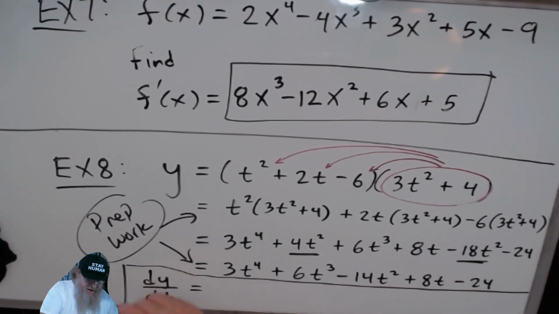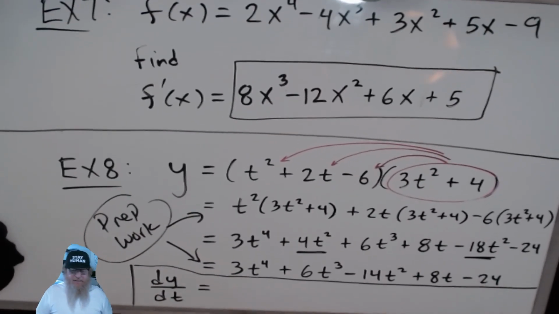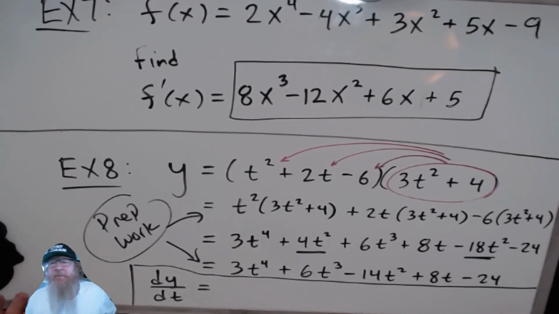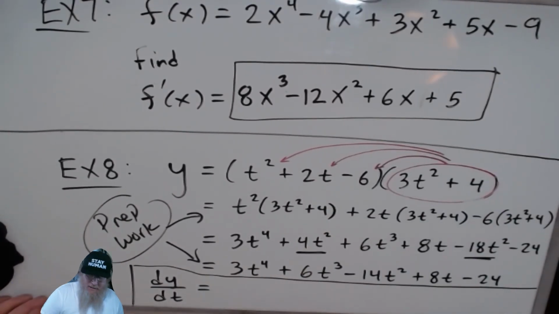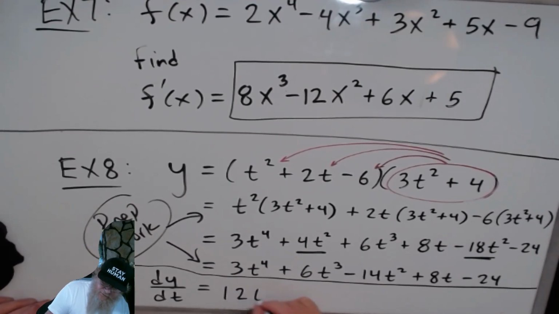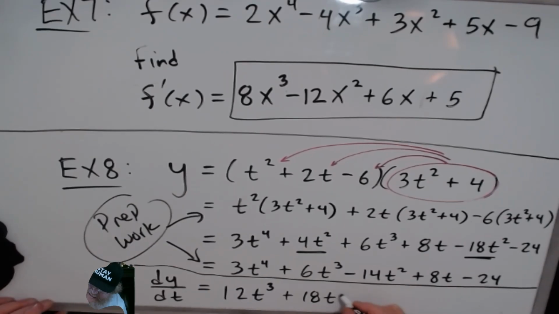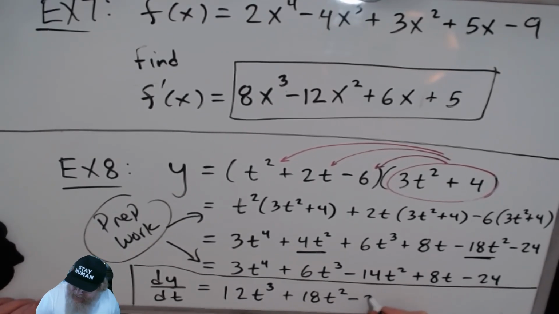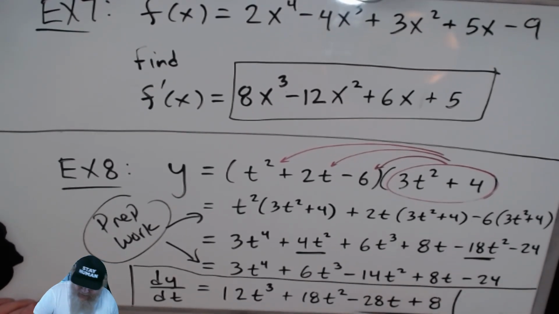Now I'm ready to find my derivative here. I don't know if I can get that in there without having to erase because I'm already over time again. So now do the derivative. Back to bread and butter here. So you got 12t to the 3rd plus 18t squared minus 28t plus 8.